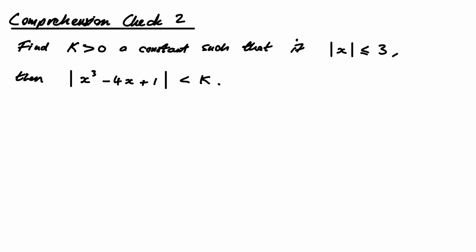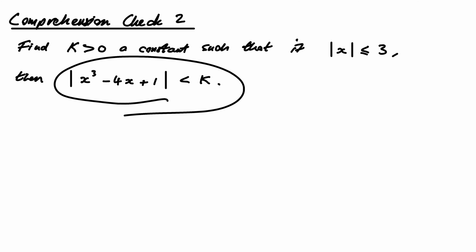So the example we've just seen is quite difficult. It's quite hard to wrap your head around what it's talking about. The main thing is we are trying to bound, if you want, or guarantee that some expression is not too far away from 0. So remember, this statement here is the statement that the expression x cubed minus 4x plus 1, that number is distance less than k from 0. So we're trying to guarantee that this holds if I'm restricting x to be pretty close to 0, right, to be within distance 3 of 0.